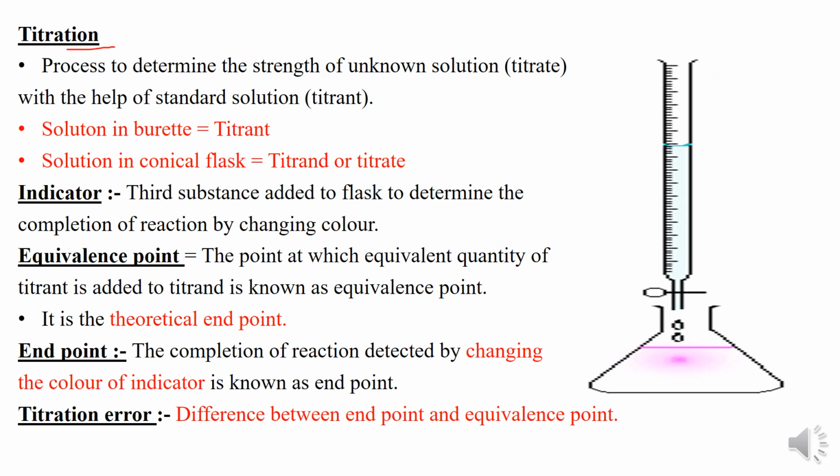Titration. What is titration? Titration is the process of determining the strength of an unknown solution with the help of standard solutions. With the help of a primary standard solution, we can determine the strength of the unknown solution. Strength means concentration. So this process is known as titration.